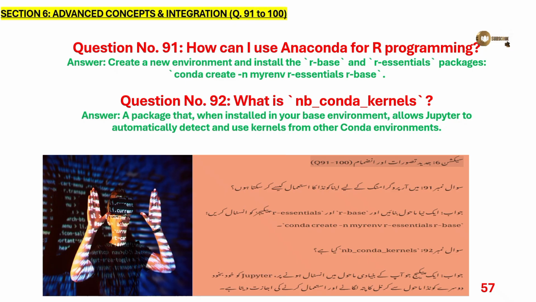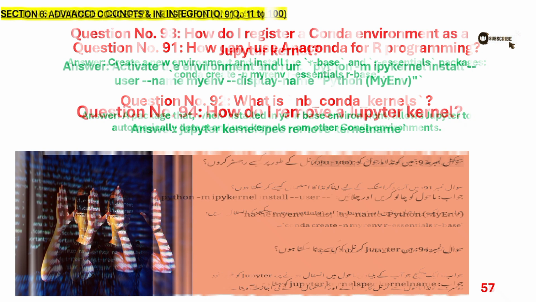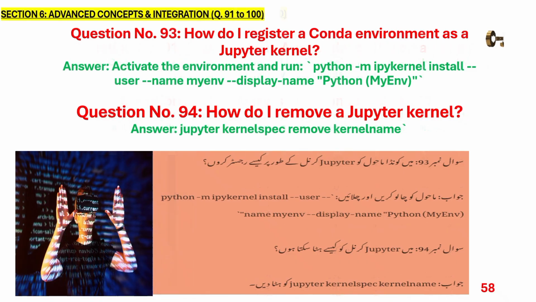Question number 93. How do I register an R Conda environment as a Jupyter kernel? Answer. Activate the environment and run python -m ipykernel install --user --name myenv --display-name Python myenv. Question number 94. How do I remove a Jupyter kernel? Answer. jupyter kernelspec remove kernel_name.